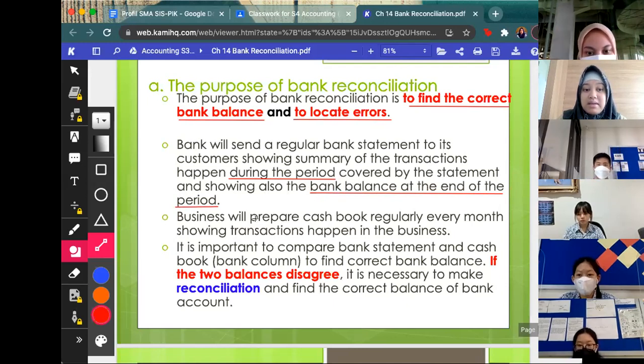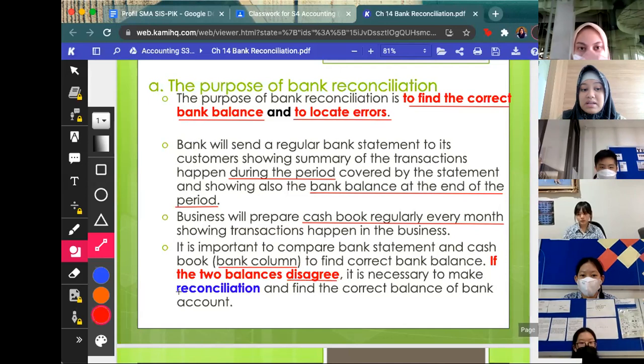At the same time, the business will prepare a cash book regularly every month, showing transactions that happen in the business. Now, these two, the bank statement and the cash book, must show the same. Once again, that's the clue. It is important to compare bank statement and cash book in the bank column only to find the correct bank balance. If the two balances disagree, it is necessary to make a reconciliation and find the correct bank balance.